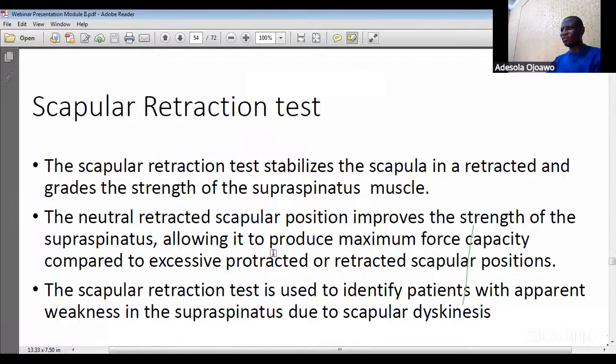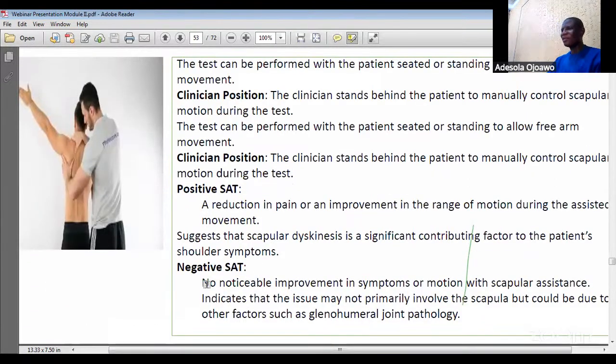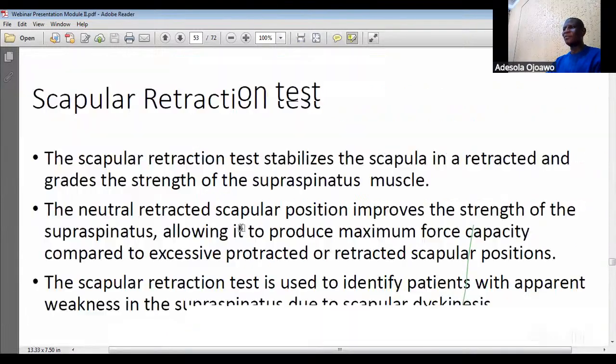I try to report it here. Negative SAT: no noticeable improvement in symptoms or motion with scapular assistance. That shows that the patient does not have scapular dyskinesis. When it is positive, when there's a reduction in pain, it means that the patient has scapular dyskinesis, and one can go and treat it. We call it the scapular assistance test.